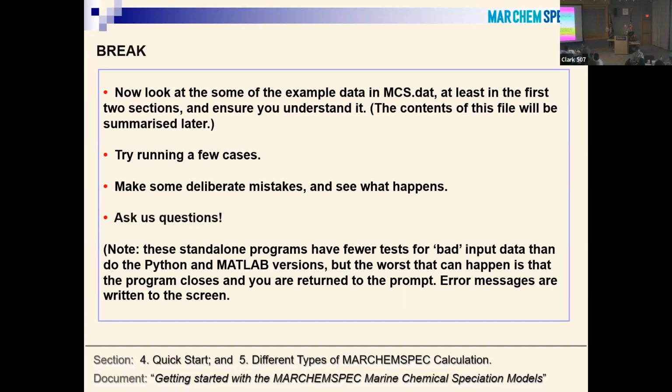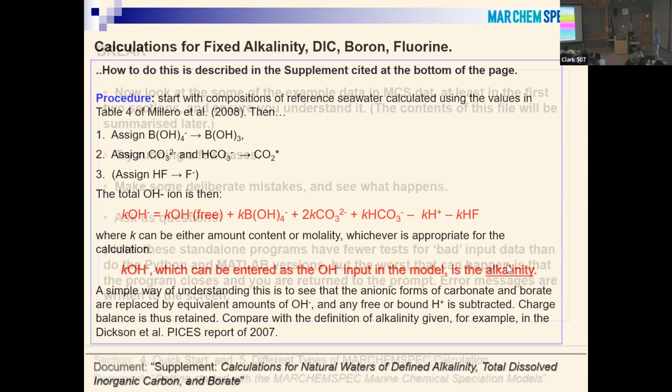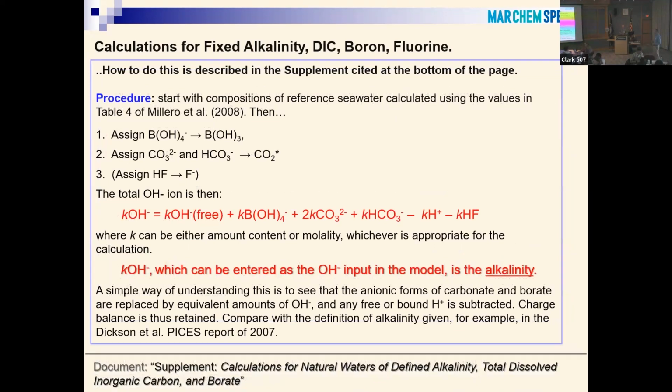Okay, everybody, we're going to resume now, please. And what we're going to do is look at how, with the model, we can do calculations for a fixed alkalinity, DIC, and boron and fluorine concentrations. And how to do this is described in one of our supplements called Calculations for Natural Waters of Defined Alkalinity, etc.